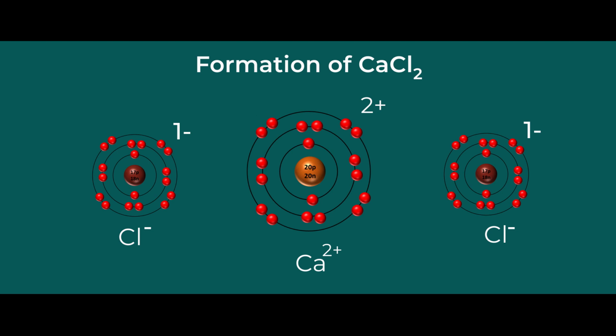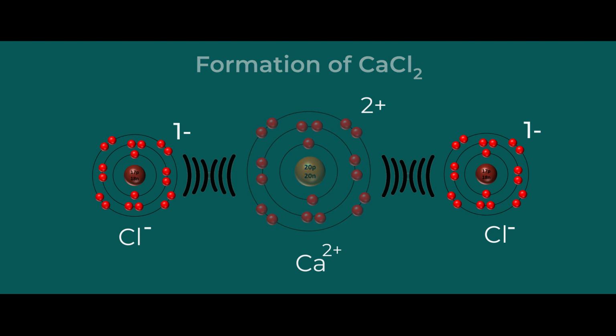And there will be a force of attraction between these cation and anions. You can look at the example. And this type of bond that is formed between the negatively charged ions, anions, and positively charged ions, cations, is called ionic bond, and this is how calcium chloride is formed.